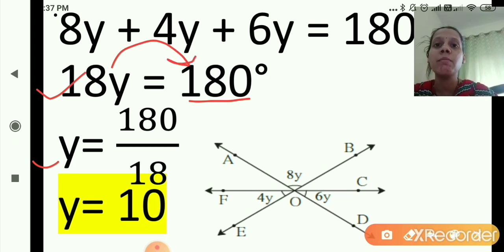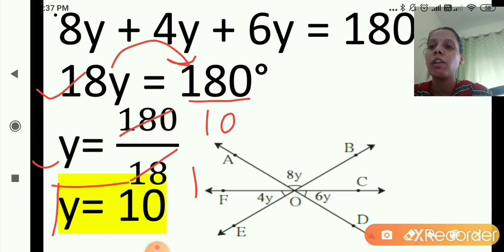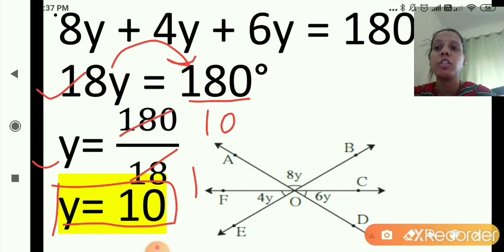So it becomes divide, that is 180 divided by 18. That we can cancel. 18 ones are 18, 18 tens are 180, right? So y is equal to 10 degree, correct. Now we got the value of y, that is 10 degree. Now we will put this measure of y in the measures given in the figure, that is 4y, 8y and 6y.